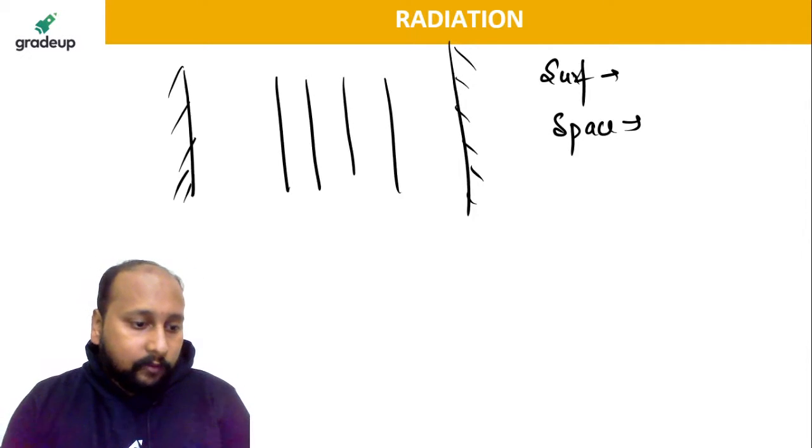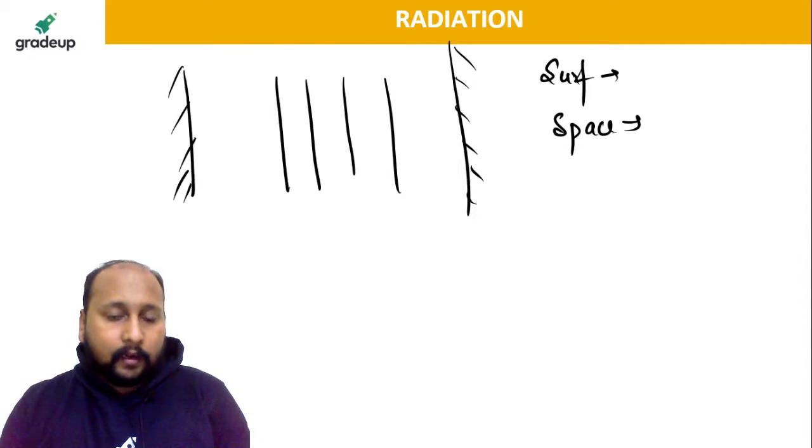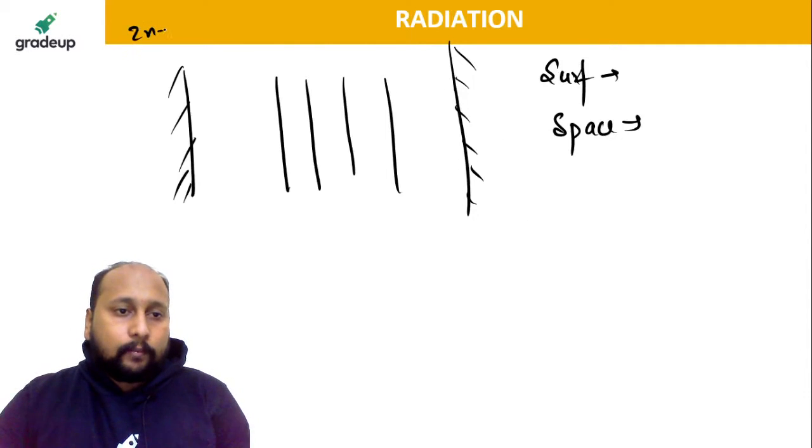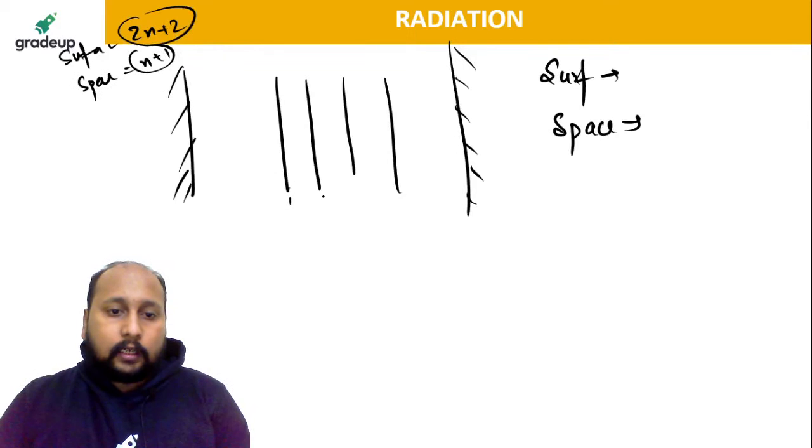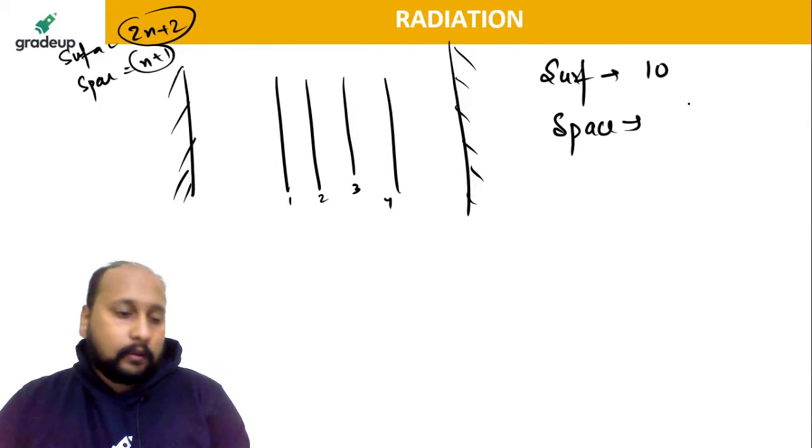Nice name. Shivam is giving the previous one, right? So surface resistance is 2n plus 2, and space resistance is n plus 1. How many shields? 1, 2, 3, 4. So the surface resistance will be 10 and the space resistance will be 5.